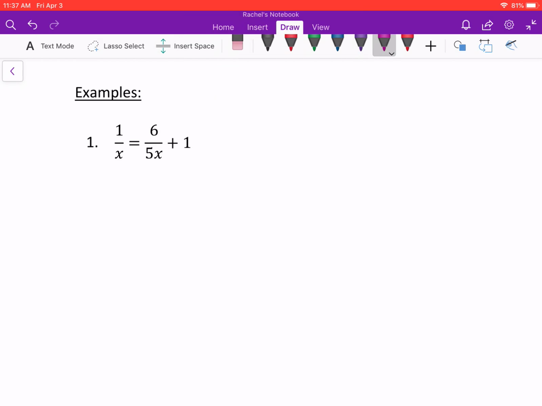First, we have something like this. If you notice that plus 1 at the end is not written as a fraction, so I'm going to fix that by just writing it over 1. So anytime something's not written as a fraction, you can just put it over 1. To find the least common denominator, I need to look at the denominator of all 3 of these fractions.